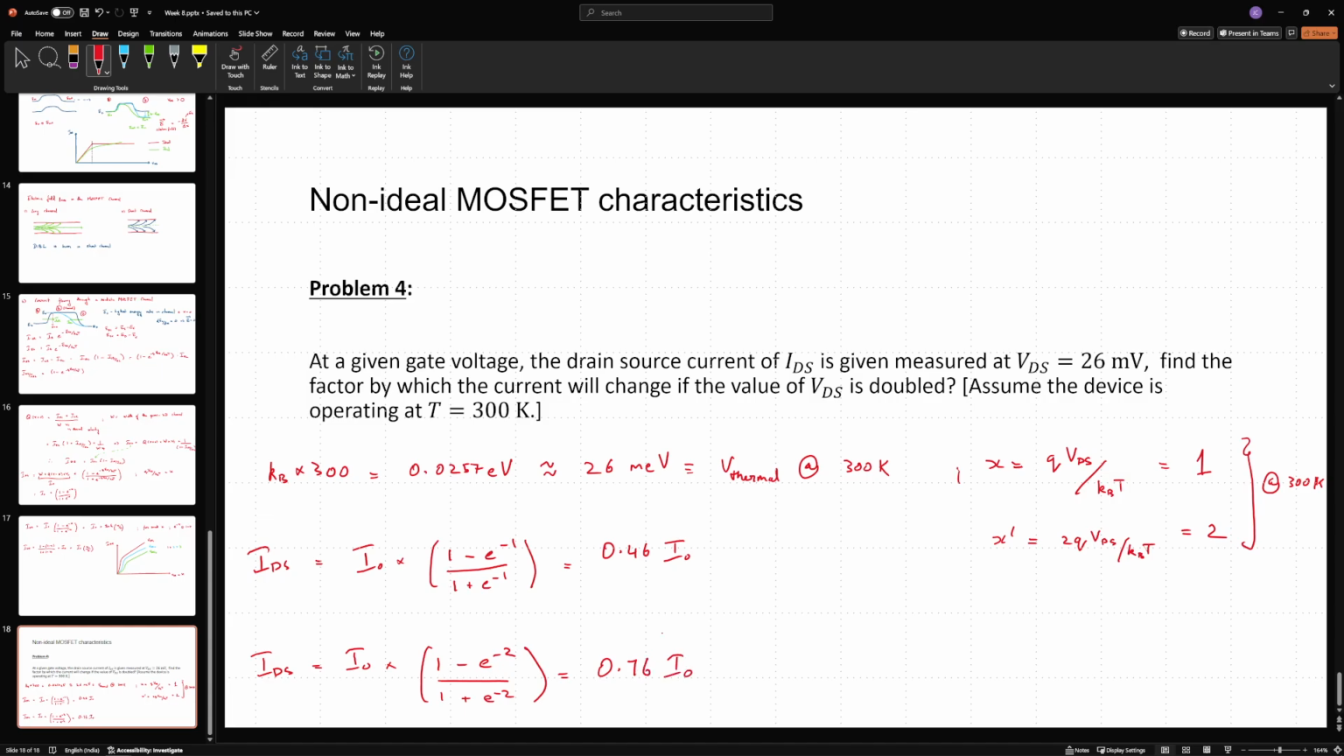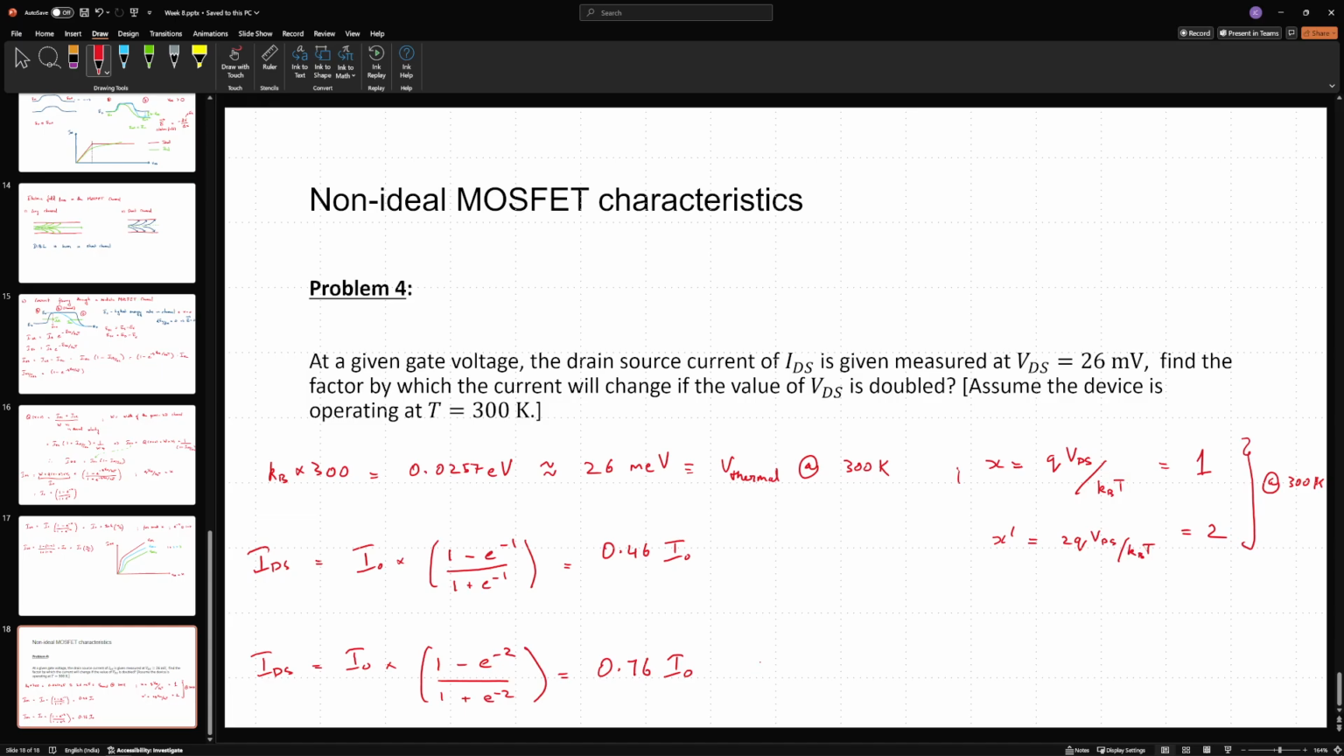And anybody who bothered to guess that X is smallish and do the approximation will see that the values are actually not too far off. If you just doubled this, you'll get 0.92. 0.76 is almost there. The error is under like 20%. So even the linear approximation holds for values of X that are like whole numbers, 1 and 2 and things like that.